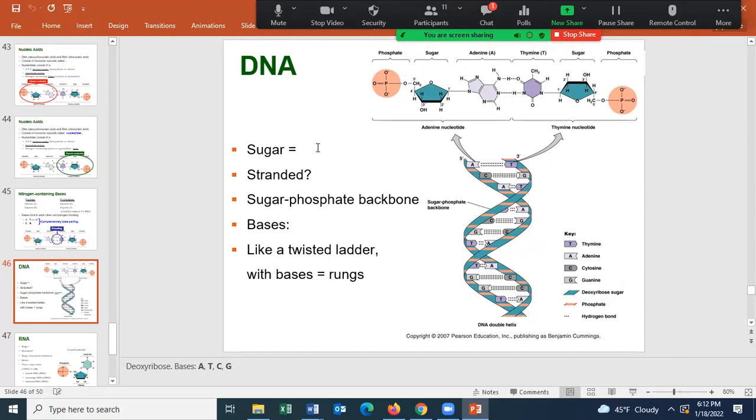All right, you guys can look that up. Is DNA double-stranded or single-stranded?